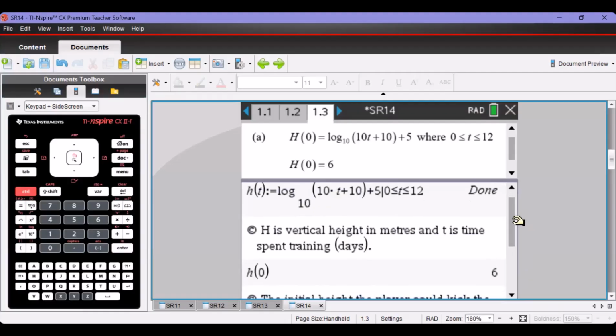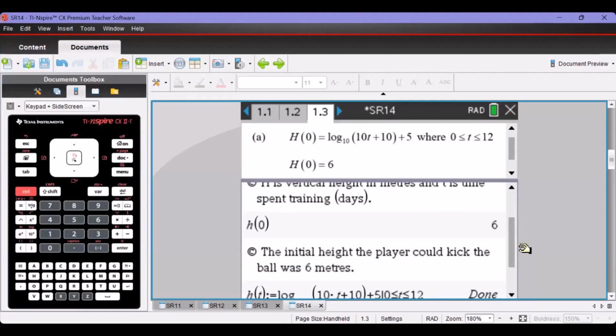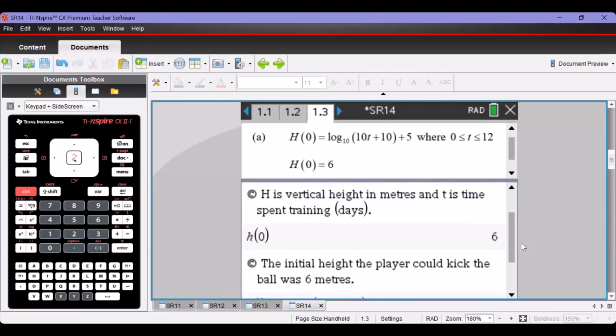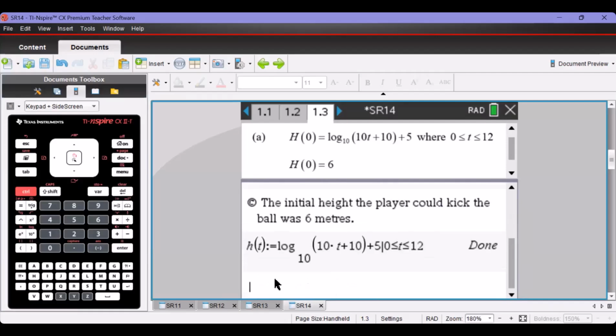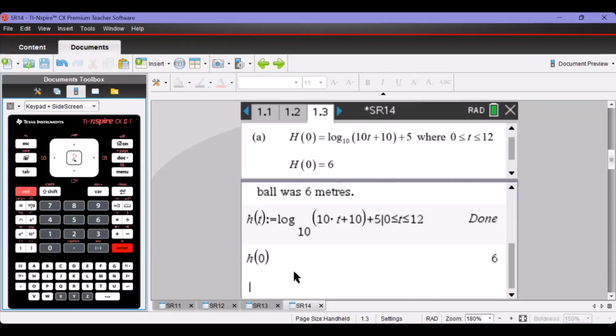And to find the initial vertical height that the player could kick the ball with Inspire, it's just a matter of keying in h of 0 and then pressing enter, and you get 6. And so h of 0 is equal to 6.